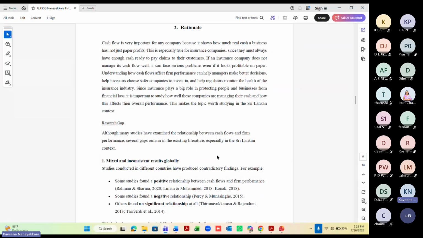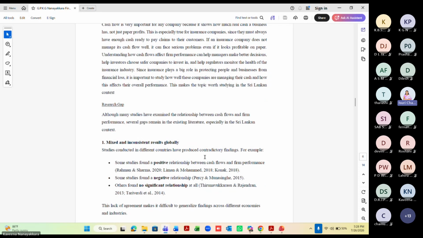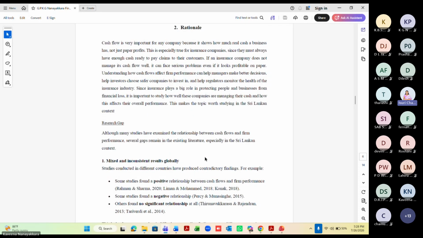I will change my topic, teacher. No need to change, right? The normal thing is, if companies have high cash flows, definitely their financial performance is high, obvious, no? So what you can do is change either the dependent or the independent variable. No need to change it entirely. You have the possibility to do something better than this. That's why I'm telling you.